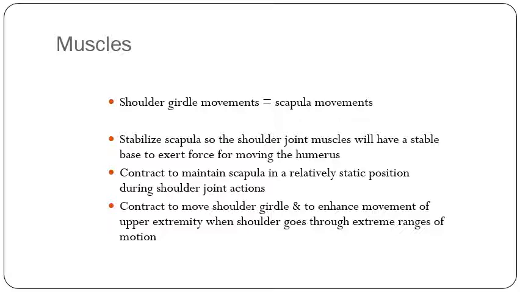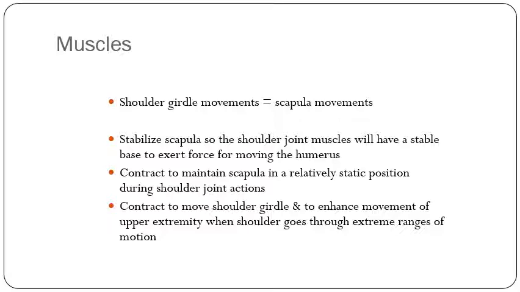So when you go to move, your arm has a great degree of mobility. In order to have that and have it be safe and still able to deliver force through it, your scapula needs to be stabilized. So they contract to maintain the scapula in a static position when you're moving the shoulder joint, and they also contract to move the shoulder girdle to enhance movement. So when your arm is more static or more force based, they're contracting just to maintain the stability at the joint.